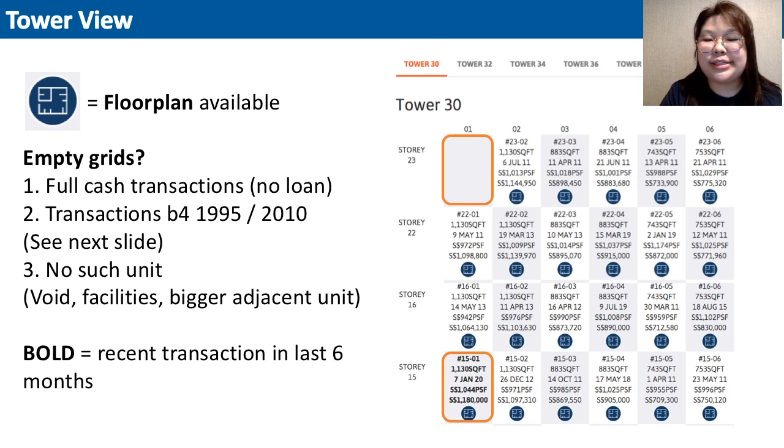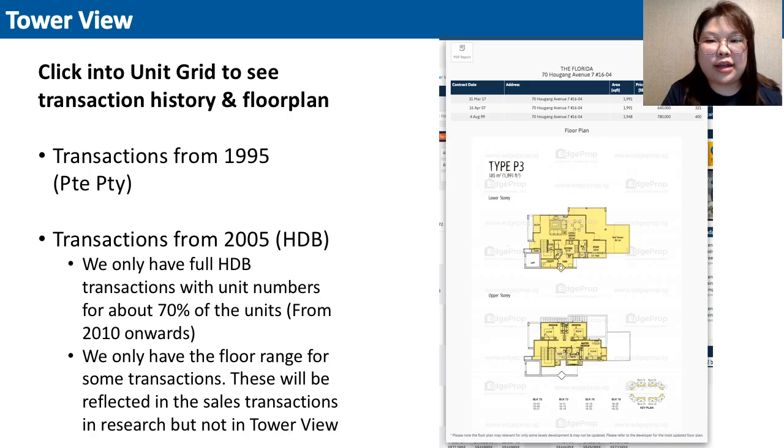these are transactions in the last 6 months. So just to repeat again, if you click on the grid, you will see the transactions. Of course, if there are transactions, maybe a full cash transaction, there may be one transaction that went missing. So in my screenshot, I have 3 transactions, but it could be that there are 4, but one of them is a full cash transaction and it didn't show up.